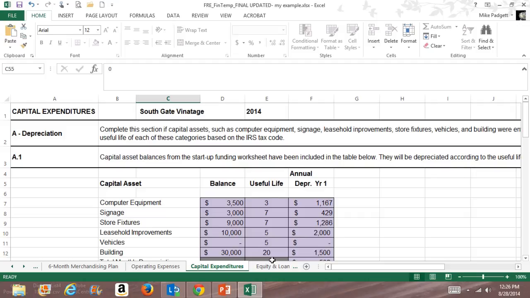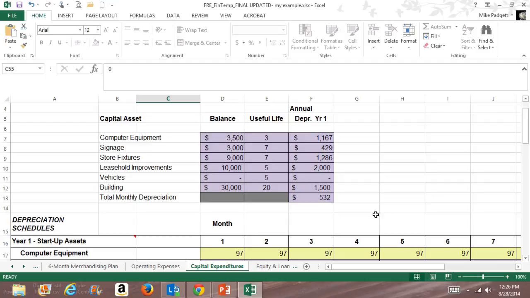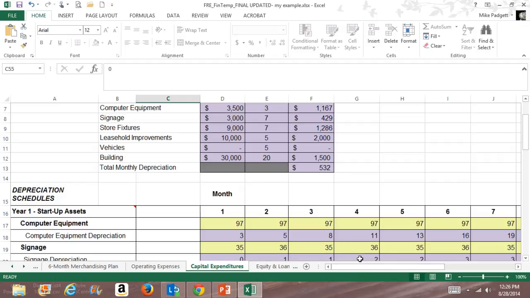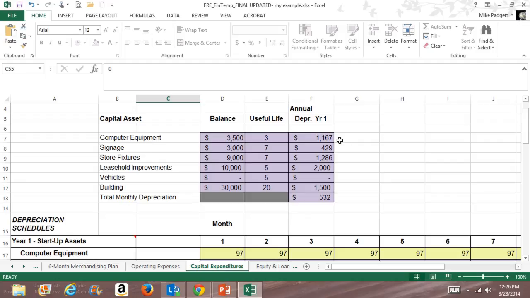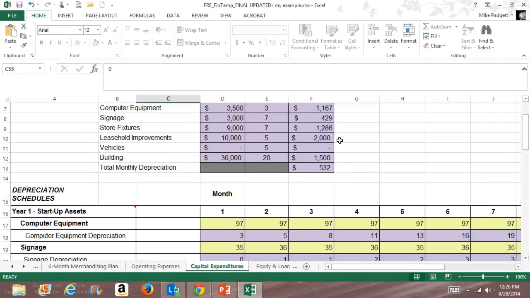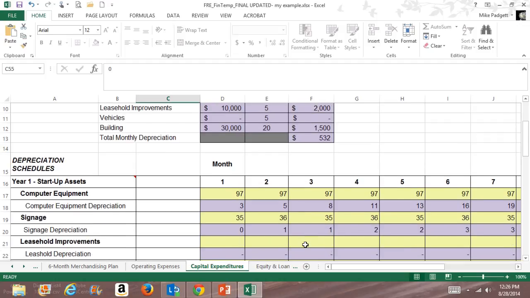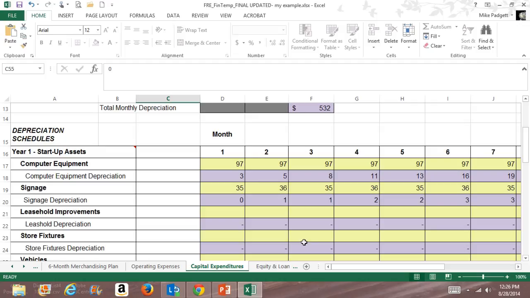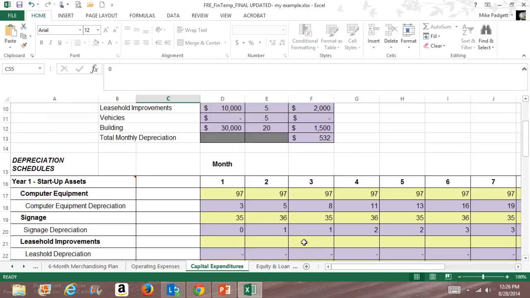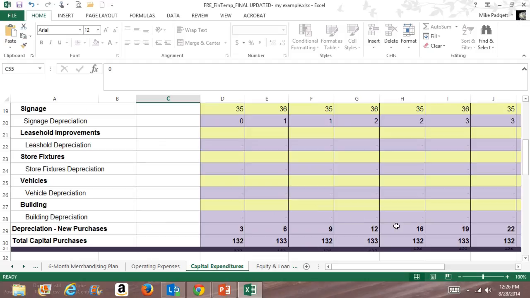So the useful life has already been filled in, and then all of these assets have already been filled in. We filled them in on one of the very first ones, on startup expenses, so all that's filled in. But then what you will need to do is fill in these numbers. So it says your computer equipment, that depreciation for year one would be $1,167. So all you would do is take that, divide it by 12, and then that's the number you're going to fill in here. Same thing with your signage. And then you would do that for leasehold improvements, for store fixtures, and for building. And then they'll fill in all the numbers for you there.